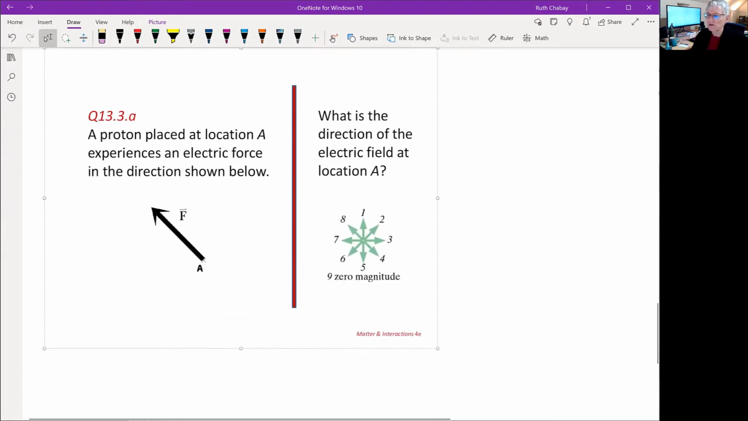So we place a proton at location A, and we observe that the proton experiences a force in the direction shown by that black arrow. What can we deduce the direction of the electric field at location A to be?